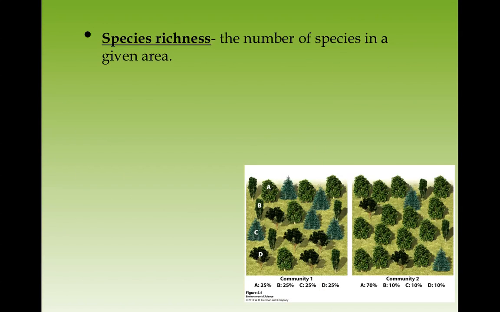Okay, so a couple of terms that we're going to go over in class and also use in our biodiversity lab outside. The first is species richness, a term to describe the number of species in a certain area. So the species richness of this community here is 4. There are 4 different species.